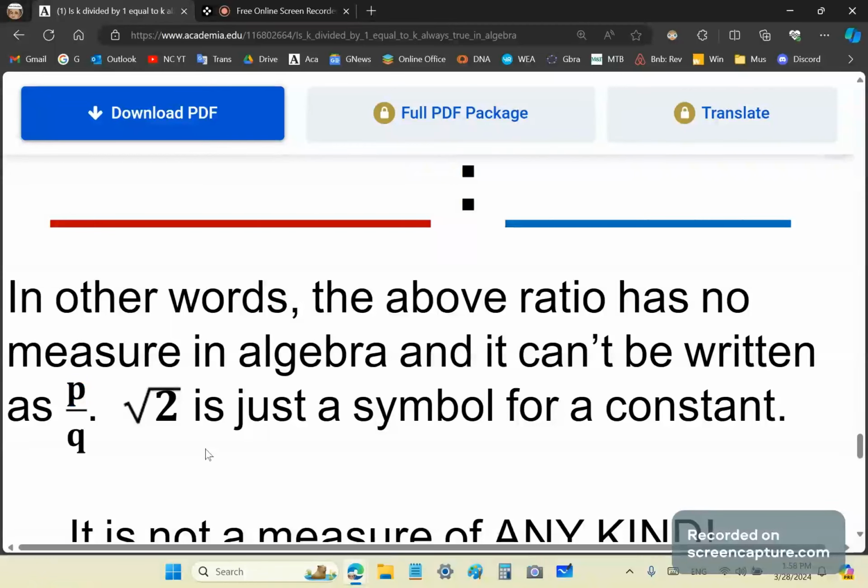When you see square root 2, that's just a symbol for a constant. It's not a number, okay? It can be 1 or 1.4 or 1.41 or 1.414.